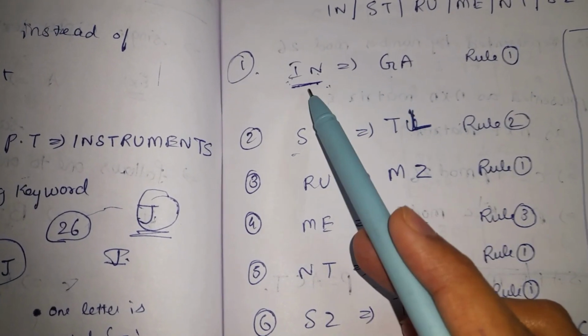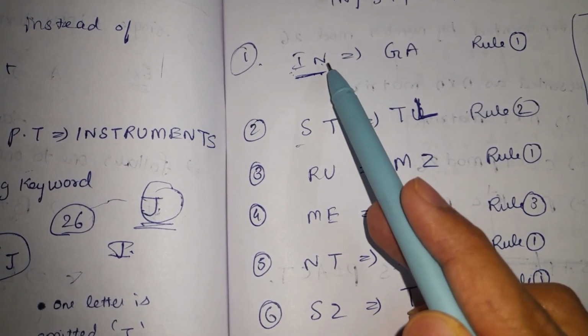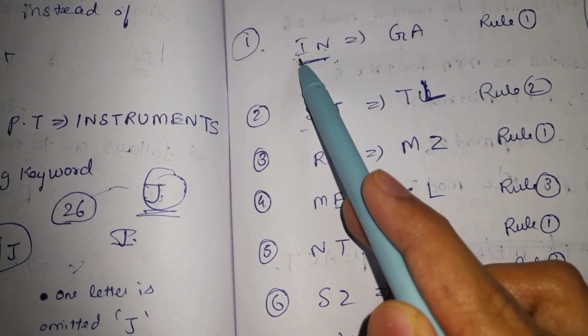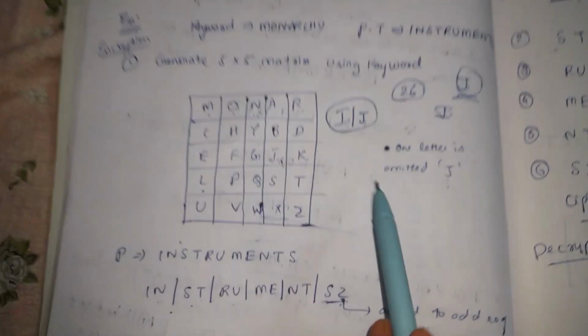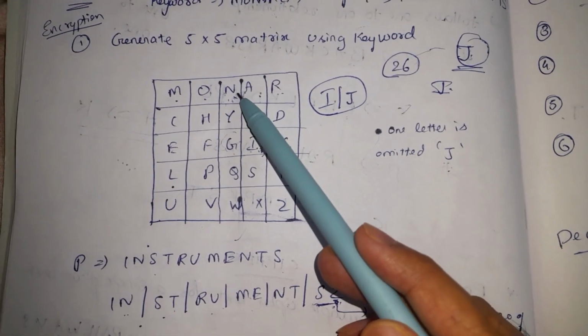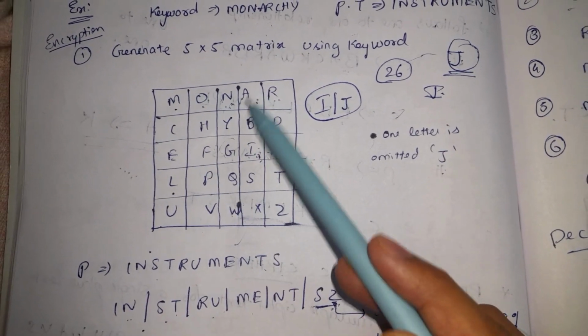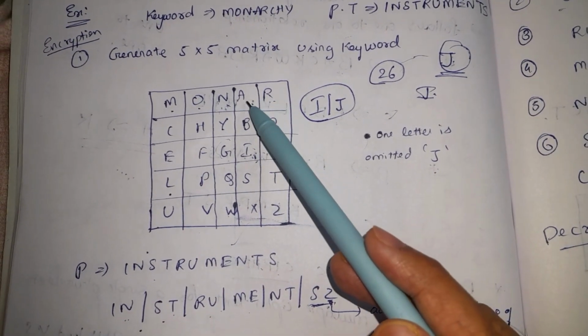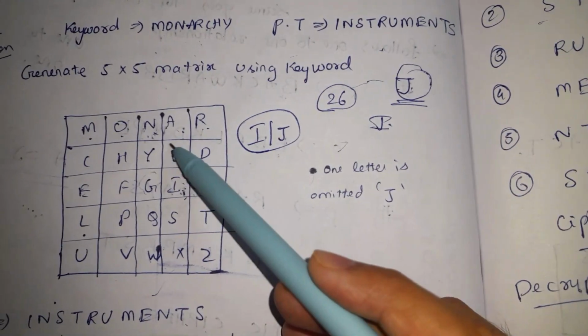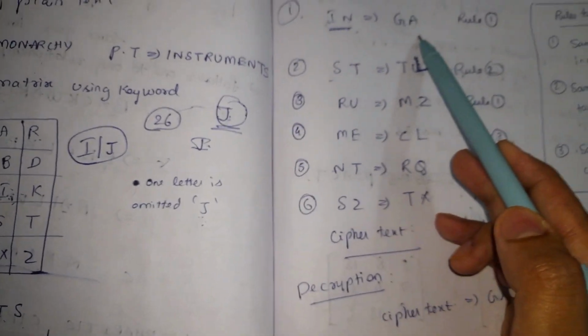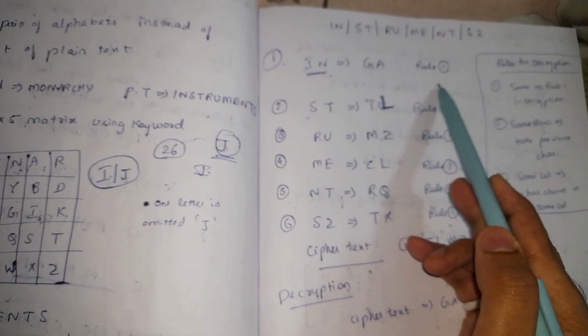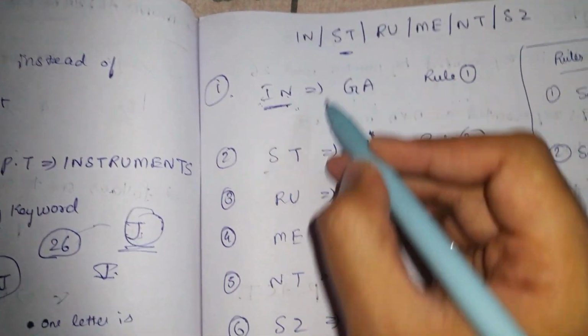Now the same goes for N. In this case, N is the first character and I is the second character. N is here and I is here. What is common between this row and this column? A. So we replace N with A. So we have applied rule 1 over here.